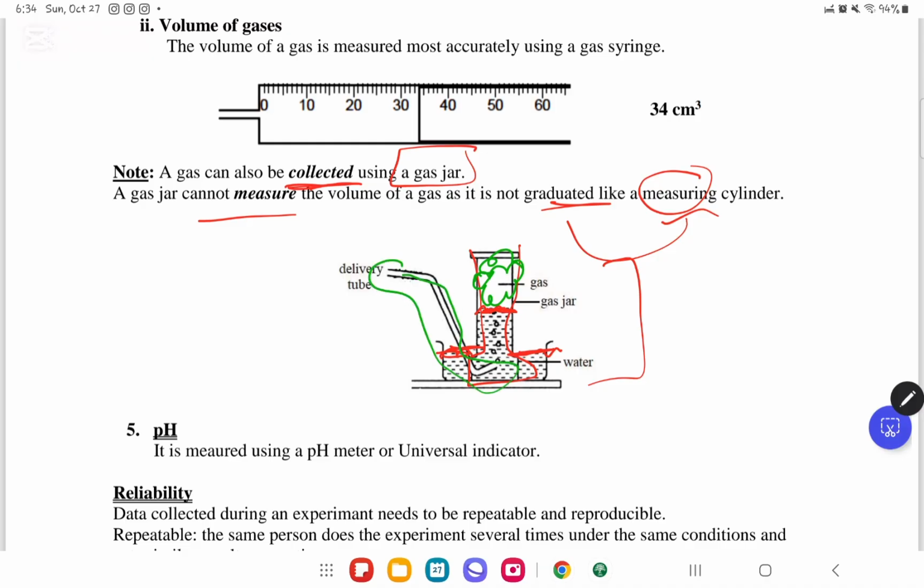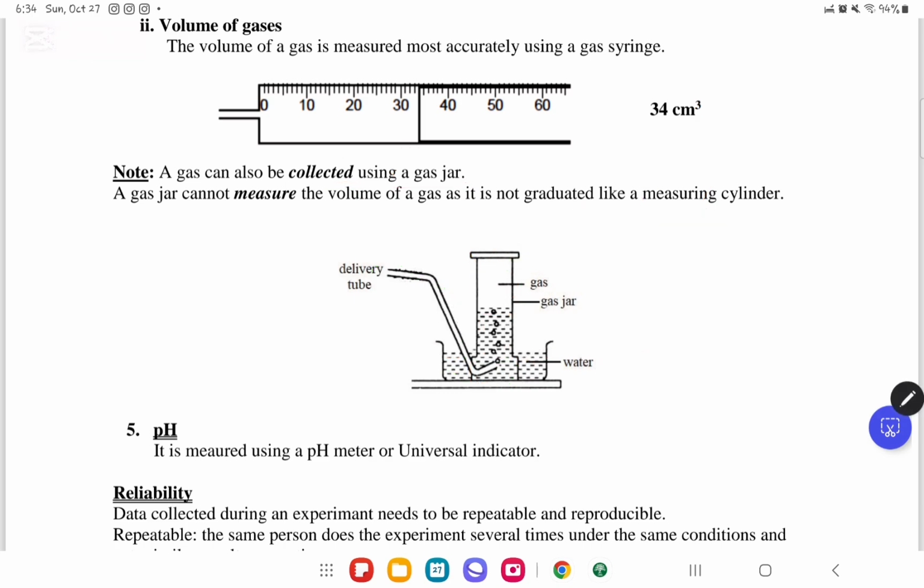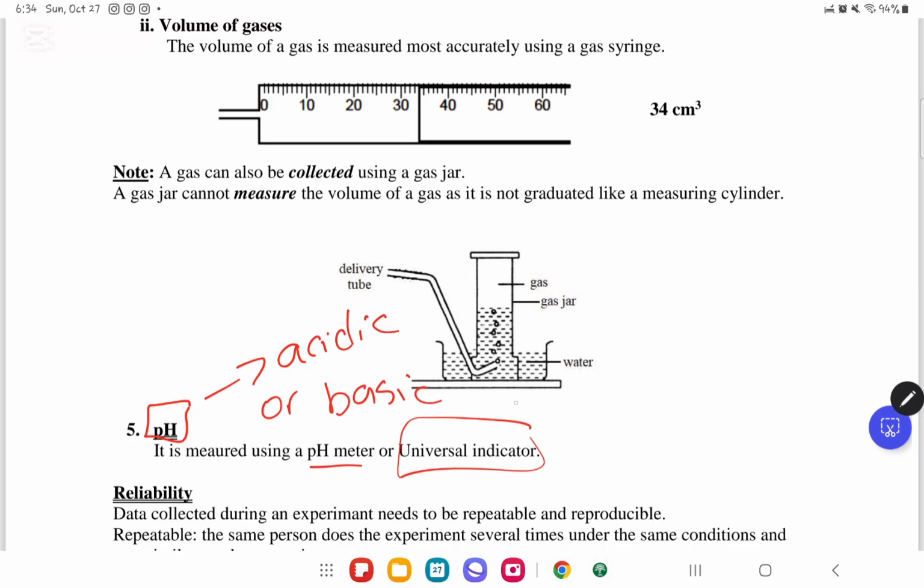So this is how to collect a gas using a gas jar. Now the final thing we can measure when doing a chemistry experiment is the pH. pH means how acidic or basic something is. How do you measure the pH? You use a pH meter or universal indicator.